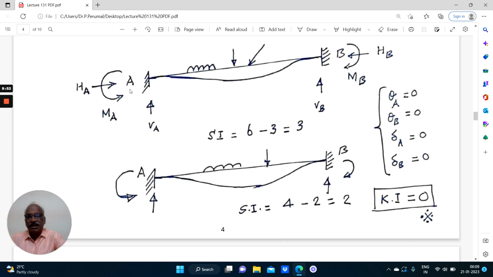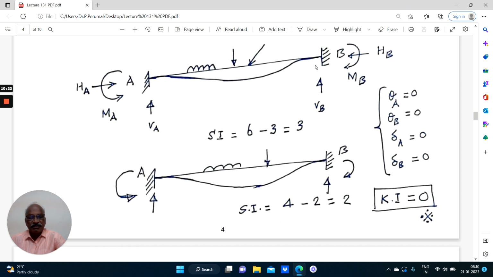Now here, theta A equals 0, theta B equals 0, delta A is 0, delta B is 0. The effect of fixing the beam is to make the end slope equal to 0. When the beam is loaded, the beam will be straight from both ends. It will be straight for some distance, and then only it will start deflecting. Theta A equals 0, theta B equals 0.